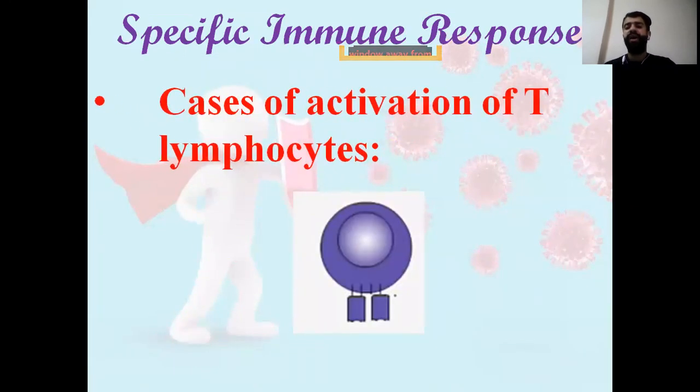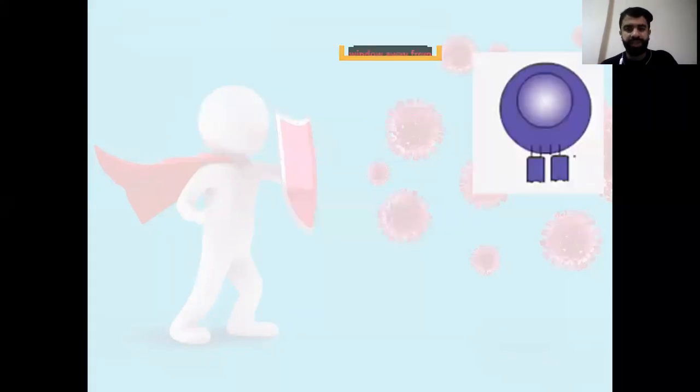Let's start with the cases of activation of T lymphocytes. Remember, when we talked about the T lymphocytes, they have a large rounded nucleus, a small cytoplasm, and a special receptor called the TCR, the T cell receptor. Also, we said that the T lymphocytes are called the killer cells. They kill other cells using their T cell receptors.